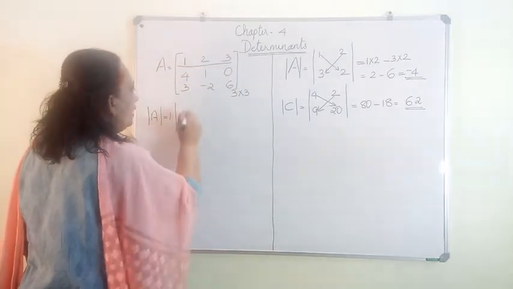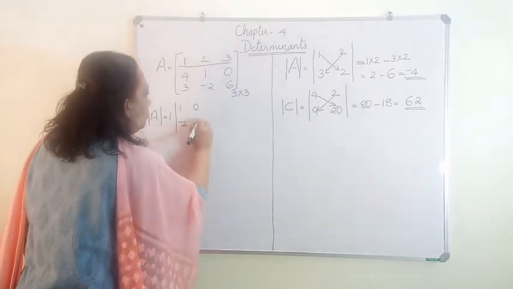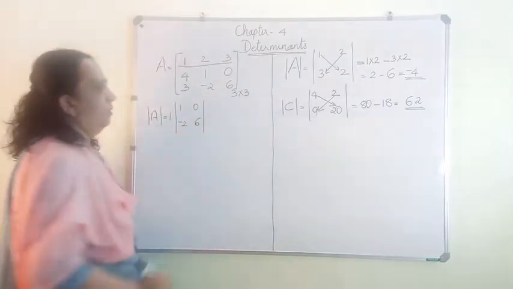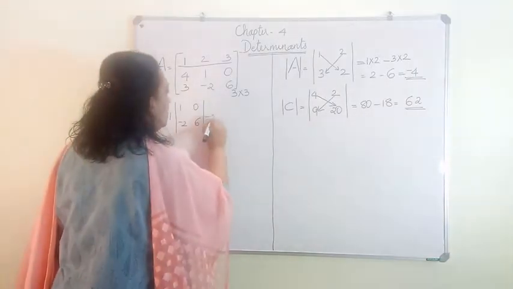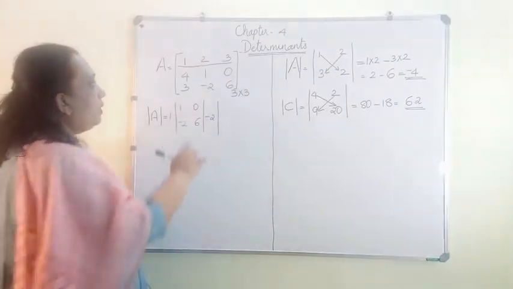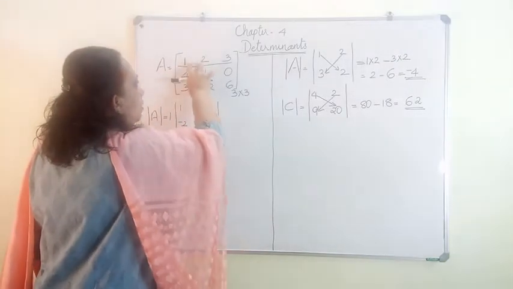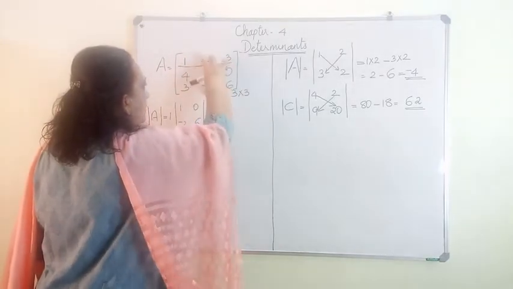So, what is the remaining determinant? 1, 0, minus 2, 6. Then at once put a negative sign. Minus 2 into determinant. You eliminate the first row and the second column.